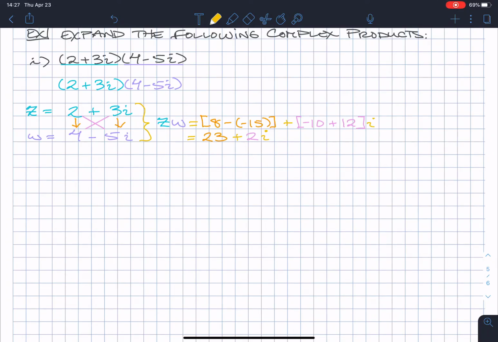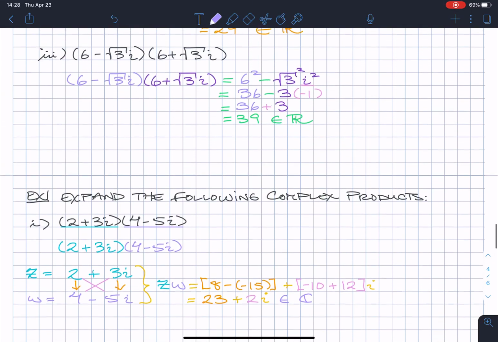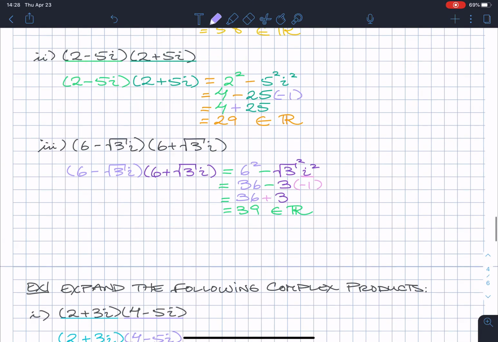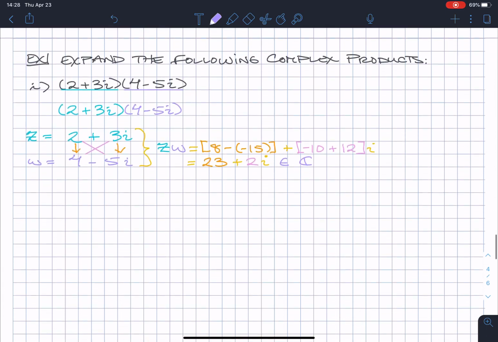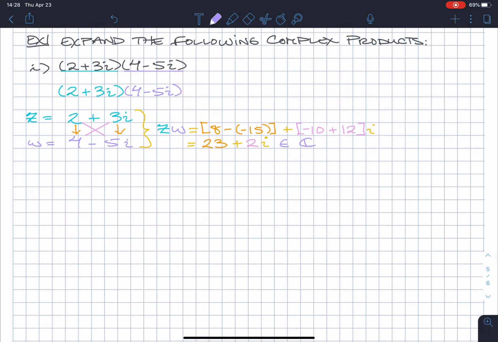Now that is a complex number. Before, we had the difference of squares, which resulted in the sum of squares, which gave us a real number. But since these are not complex conjugates, they produce a complex number when multiplied. Let me move this over a bit.